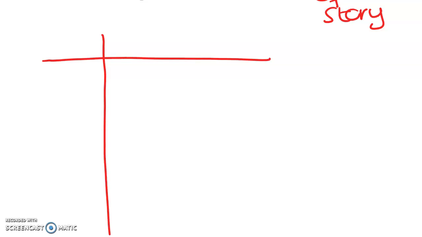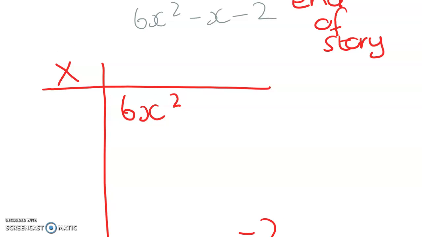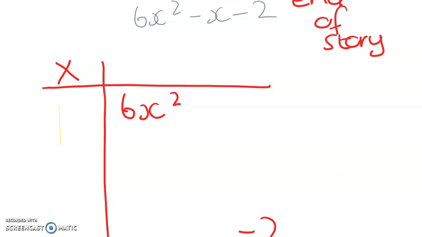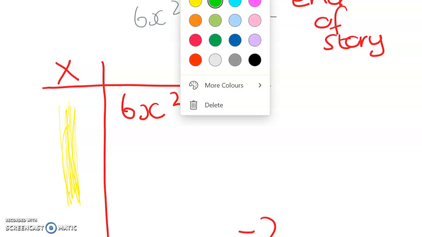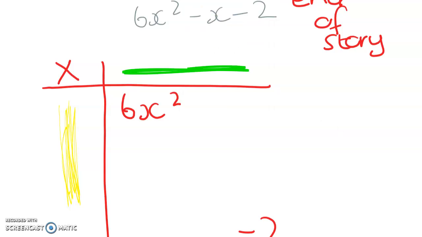So what we're going to do is we'll draw our little grid again. We're going to put 6x squared up in the top left. We're going to put minus 2 in the bottom right because that's what we always do. We can put a multiplication sign there just to show that we're going to be multiplying in. Factorize means we need to find the two factors. The two factors are going to come from the left hand side, so in yellow, and the other factor is going to come from the top up here.